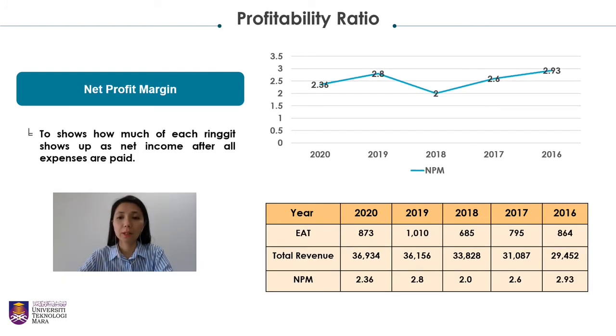Next, we have the net profit margin. When doing a straightforward profitability ratio analysis, net profit margin is one of the most prime indicators of the firm's overall financial health. The net profit margin shows how much of each sale ringgit shows up as net income after all expenses are paid. For example, if the net profit margin is 5%, that means that 5 cents of every ringgit is profit. The net profit margin computes profitability after consideration of all expenses including taxes, interest, and depreciation.